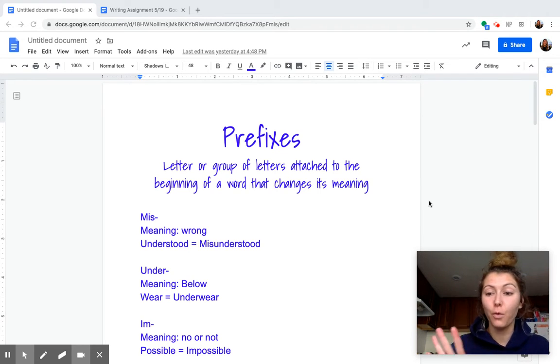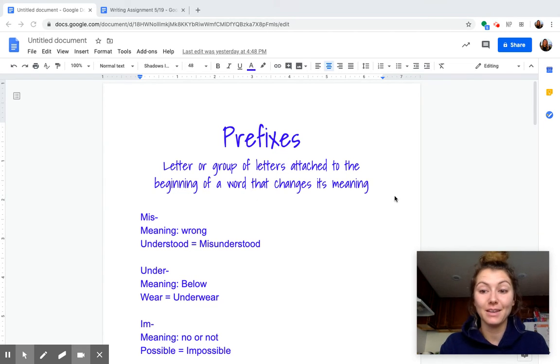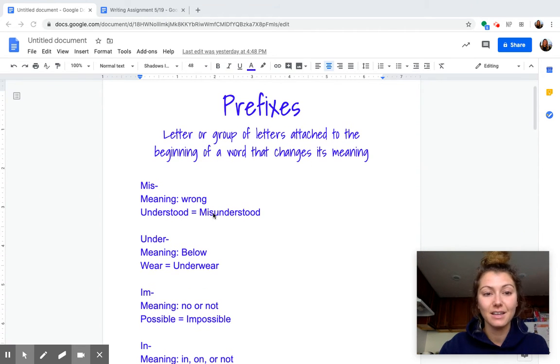Yesterday we focused on 4 prefixes that can be added to root words to change their meanings. Today we're going to focus on 4 new prefixes. Same thing, letters or groups of letters attached to the beginning of a word that changes its meaning. So let's take a look at the 4 prefixes we're going to use today. If you didn't watch yesterday's video, make sure you go back and watch it. We watch a Brain Pop together, and in that Brain Pop, we learn more about prefixes and how they're used.